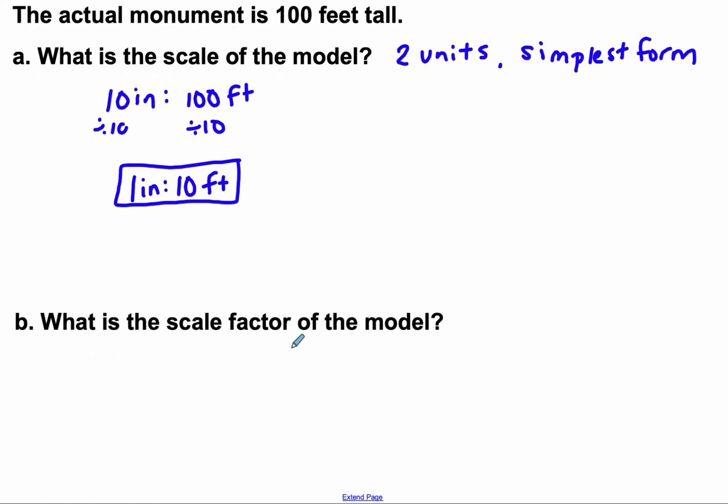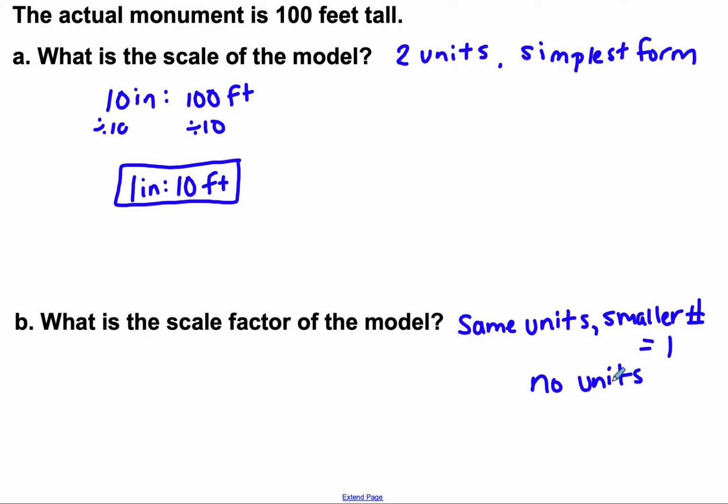However, for B, it says scale factor, and scale factor is a little bit different. It tells how many times bigger. So to do this, we need to make them the same unit. So we have to convert it to be the same unit, and then we make the smaller number equal 1. Smaller number equals 1. And on this one, then on our answer, we have no units, no labels on our answer because it tells us how many times bigger. That's what scale factor means.